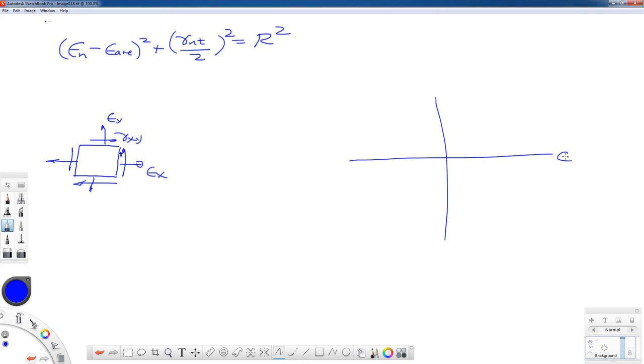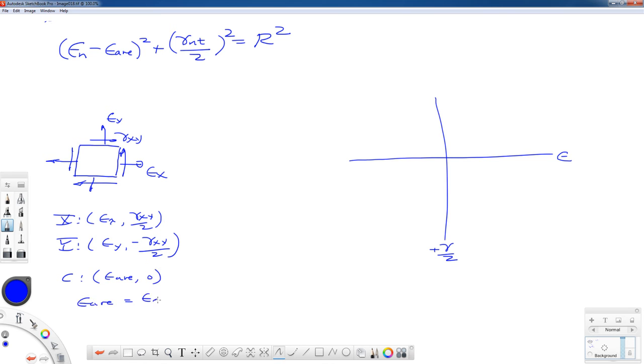Instead of the sigma axis, we have an epsilon axis. Instead of positive tau being down, we're going to have positive gamma over 2 be down. And we're going to plot 3 points. Our x point is going to be epsilon x, comma gamma xy divided by 2. Our y point will be epsilon y, comma minus gamma xy divided by 2. And the center of our circle is going to be epsilon average, comma 0, where epsilon average is equal to the average of the in-plane extensional strains, epsilon x plus epsilon y over 2.